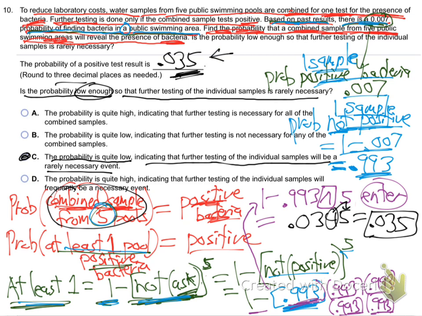So most of the time it's going to be negative, and that'll mean all 5 pools have no bacteria in them. It's just a quick way to speed things up. If the whole sample comes out negative, which happens most of the time because the sample comes out positive only 3.5% of the time, most of the time it comes out negative. If it comes out negative, then you know all 5 swimming pools are negative, no bacteria in them. Whereas if it comes out positive, then you got to go back and test each of the 5 to find out which one, or maybe more than one, has bacteria in it. But most of the time, it comes back negative. Only 3.5% of the time does it come back positive. So that's very rare. Most of the time, this will save you time. There we go.